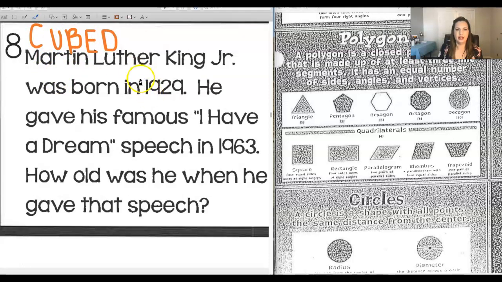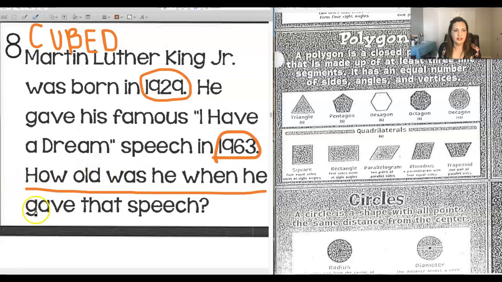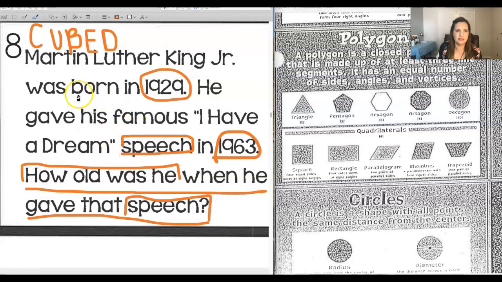Circle the units. I have 1929 and 1963. Underline the question. How old was he when he gave that speech? Box the key words. How old was he when he gave the speech? Okay, well, I know that I might box this keyword, speech. The speech happened in 1963, and maybe this keyword, he was born in 1929.